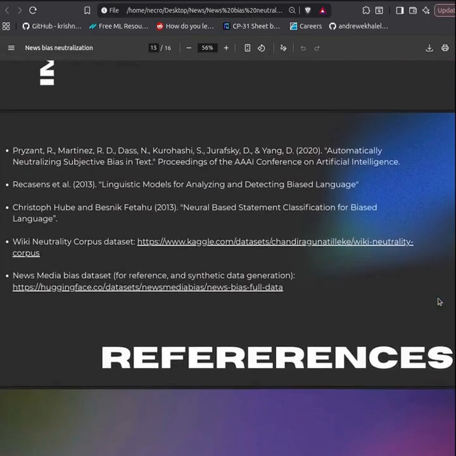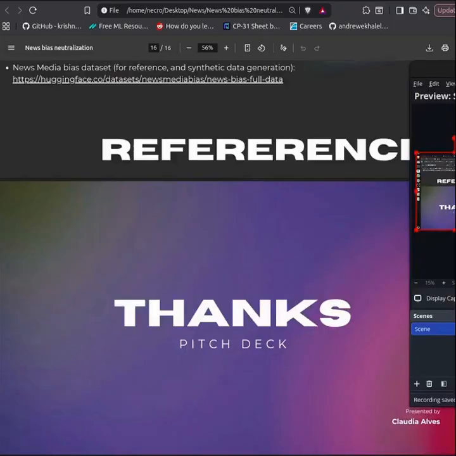These include the reference materials, the key papers and data sets I had used in my project.